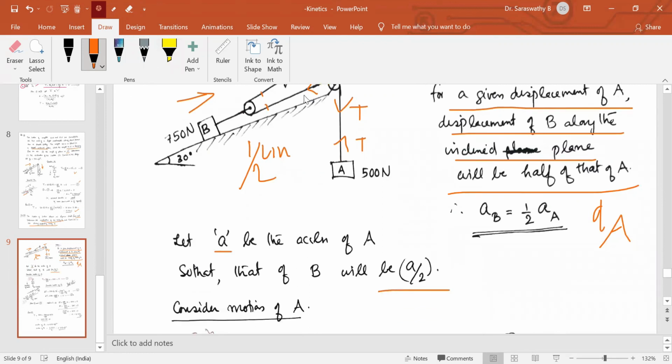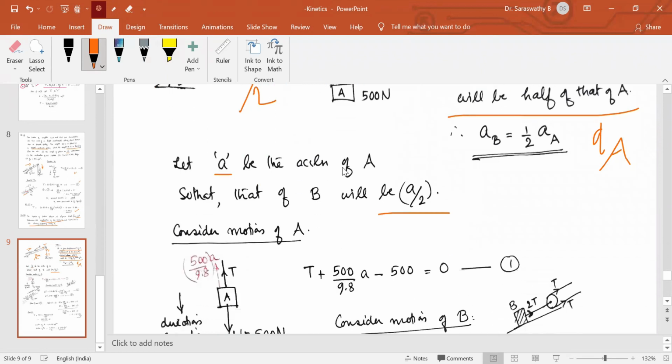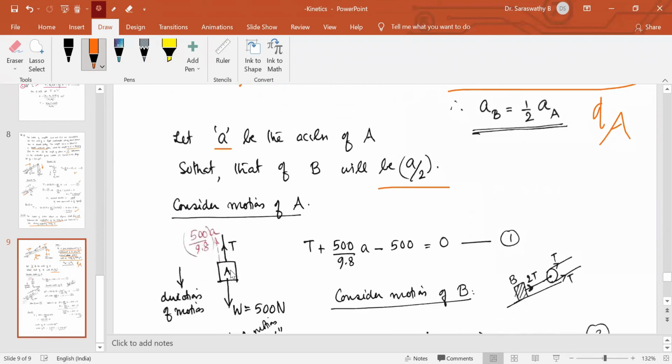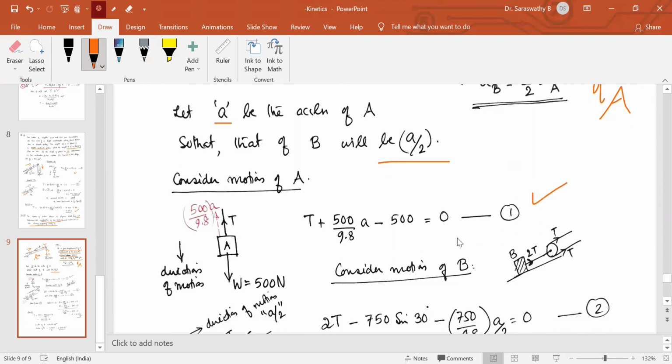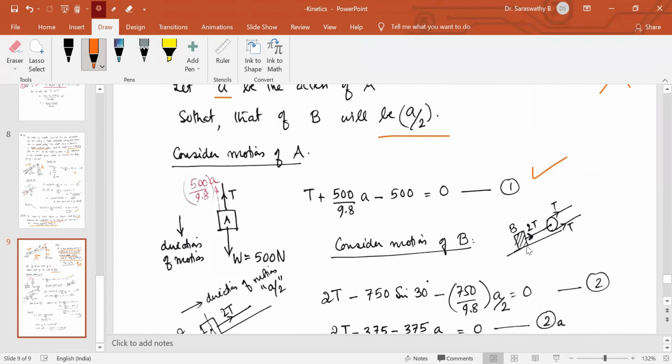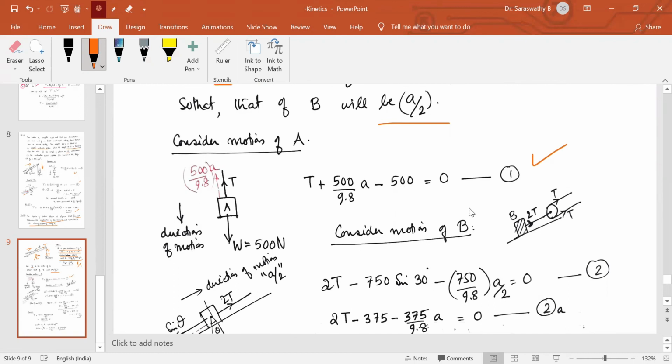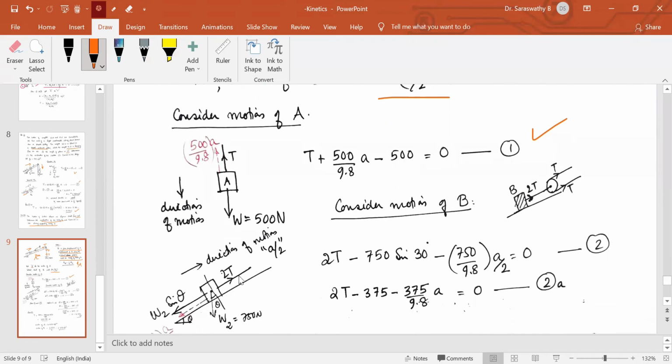So considering this mass A, consider one by one, motion of A: tension in the string acting upwards, W acting downwards. The mass comes down, so apply the inertia force, mass into acceleration, upwards. So T plus 500 by 9.8 a minus 500 is equal to 0. First equation. Considering this block B, the tension in the rope here is 2T.